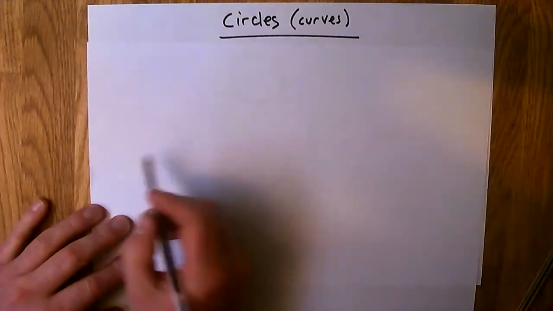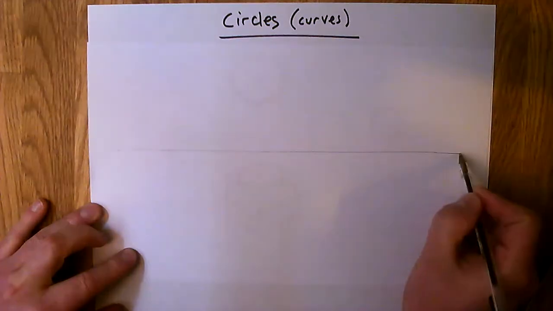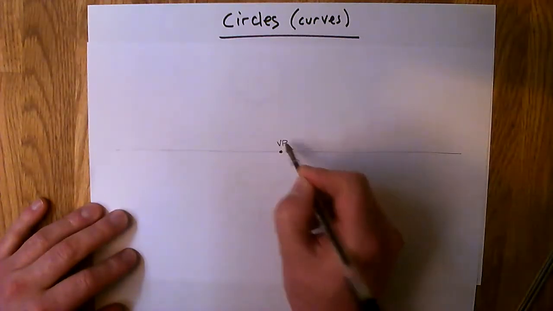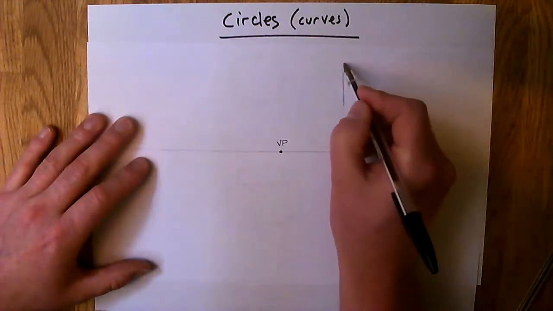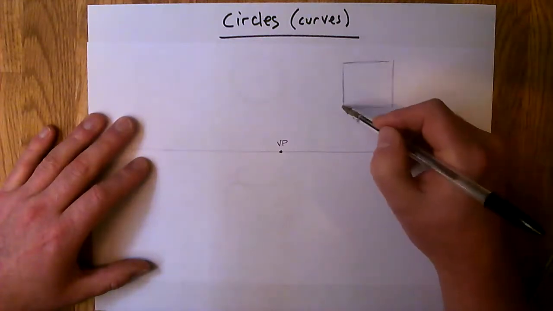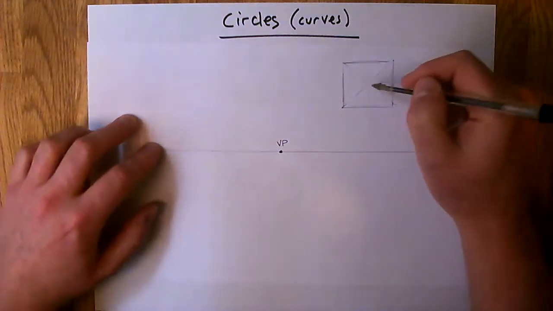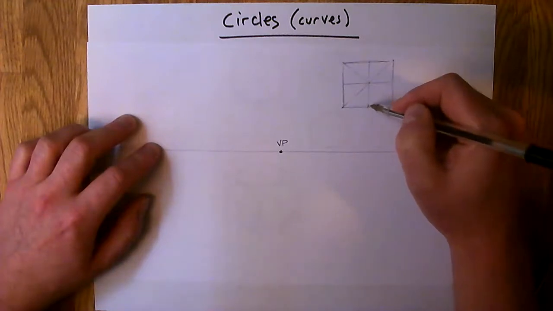So let's build a 3D, let's build a 1-point perspective box. Let's put in a horizon line and our single vanishing point. Let's put a box up here. Remember, with 1-point perspective, we start off by drawing the front face. There's our square. Find the center. Build our square properly.